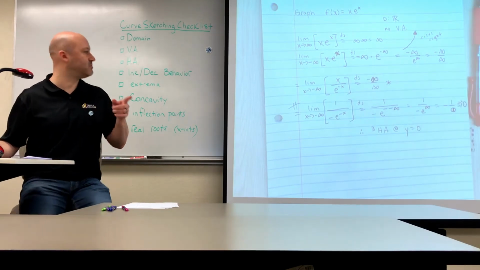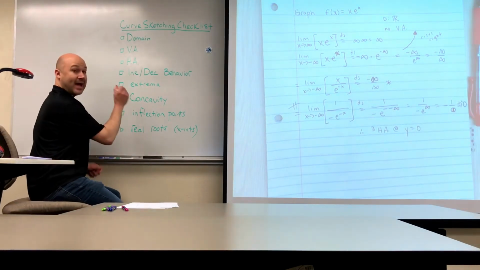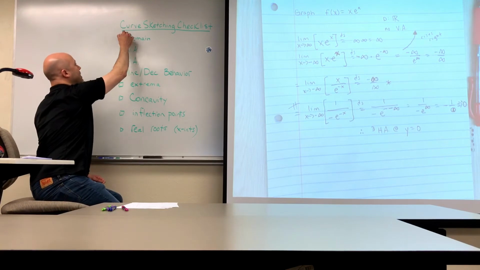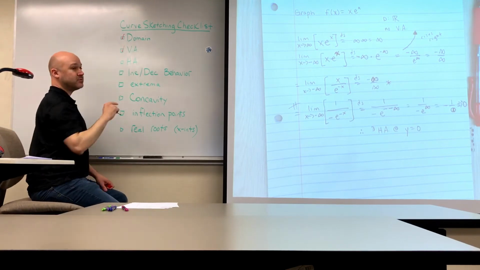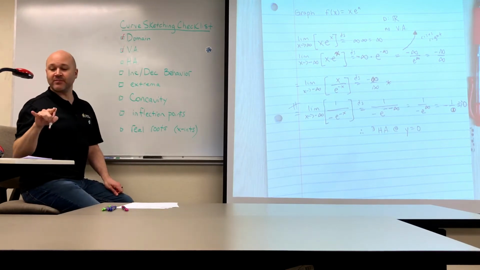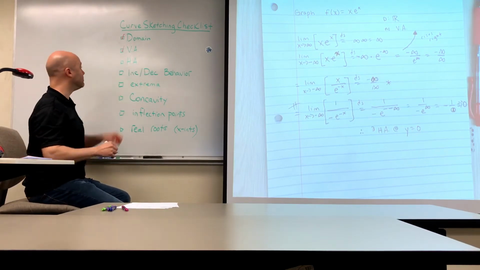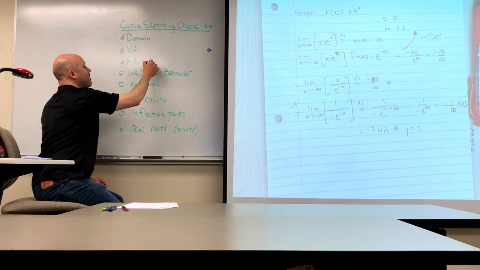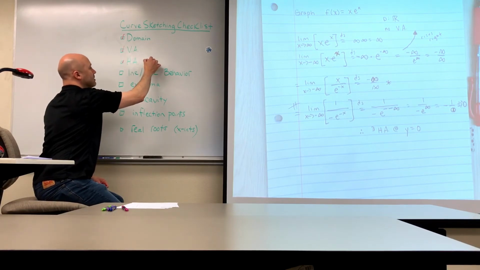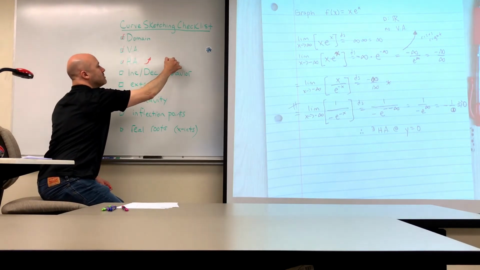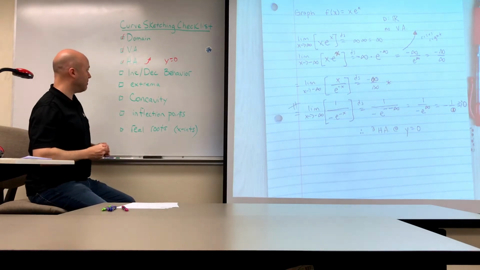Okay. Oh, I've got some check marks. I did the domain, all real numbers. Because of that, the vertical asymptotes were easy. There were none. And then I just found the end behavior using the horizontal asymptotes. So now I'm rising on the right, and I have a horizontal asymptote at y equals 0.